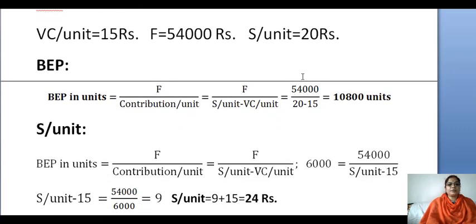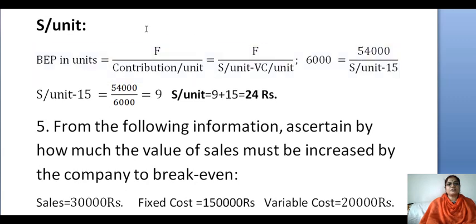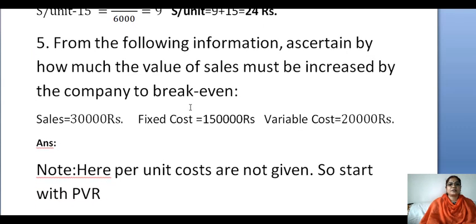So BEP in units is equal to F by contribution per unit. Put in place of BEP 6,000, fixed cost remains same, variable cost remains same per unit. What is the new selling price per unit? If you calculate, it comes to 24 rupees.